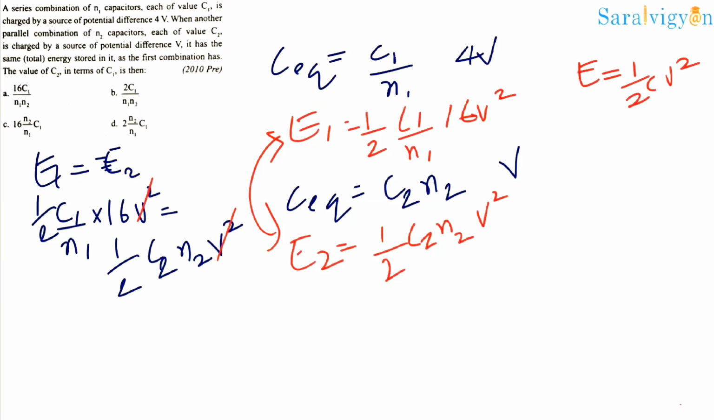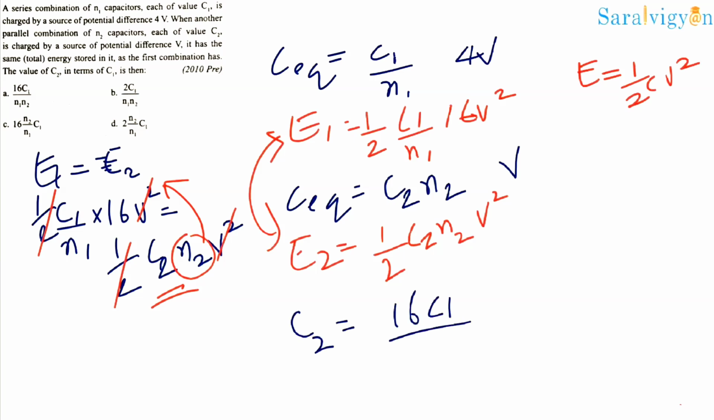We have V square, and then we have half and half. And we can rearrange. Since we have to get C2 in terms of C1, we can take this N2 and move it to the other side. Then we'll get C2 alone. So we get C2 equal to 16 C1 by N1, and when taking the N2 from the numerator, it goes to the denominator on the other side, N2. Okay. So we have 16 C1 by N1 N2, which is option A.